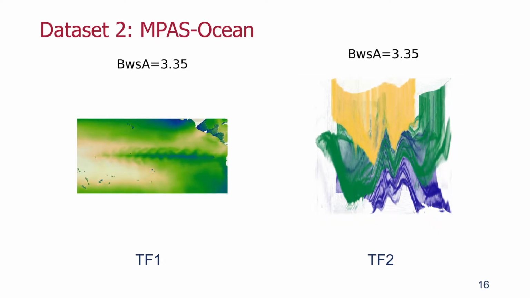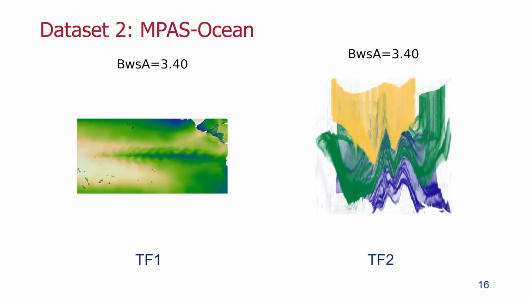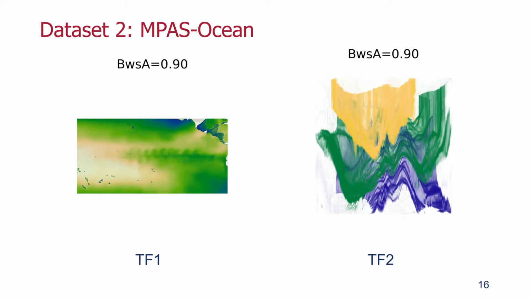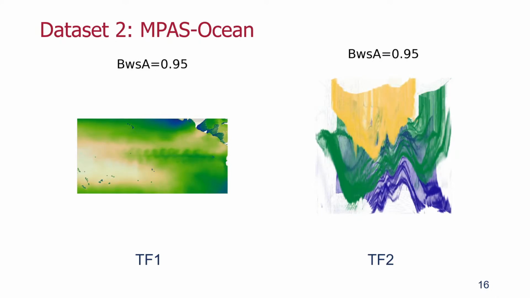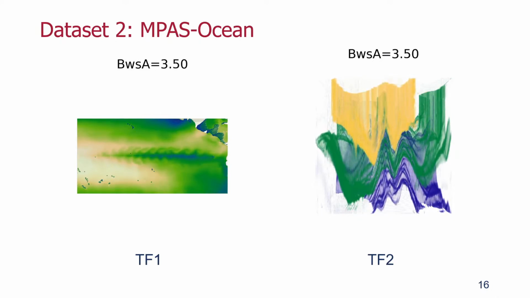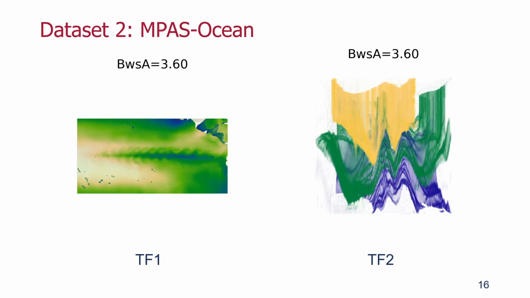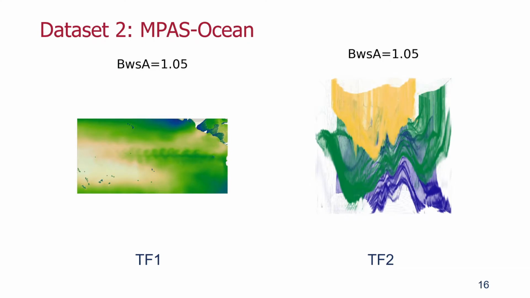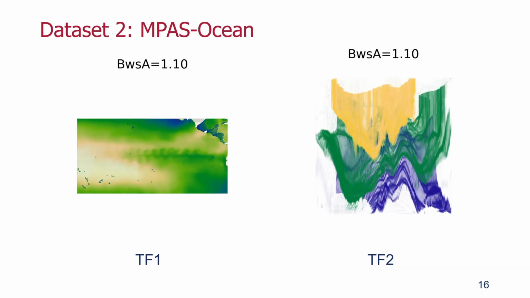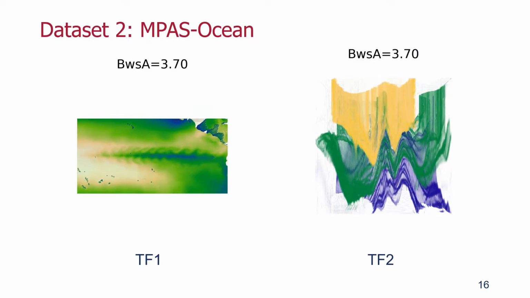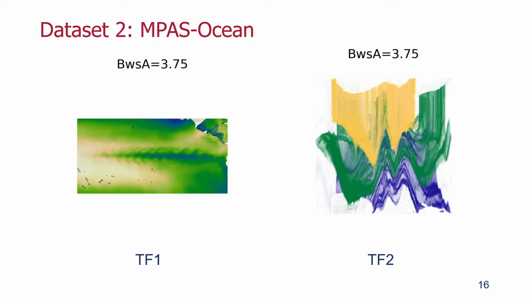Second, for the MPAS-Ocean dataset, we fix other simulation parameters and sample the simulation parameter BwsA from 0 to 5. As shown in the left part, the sea level temperature map, when the BwsA increases, the blue stripe in the image becomes more evident. In the right part, from the visualized 3 isothermal surfaces, we can see that the surfaces have a higher curvature when BwsA increases.